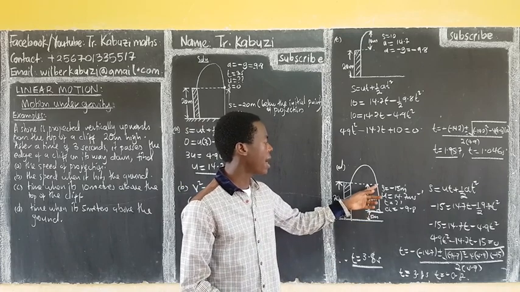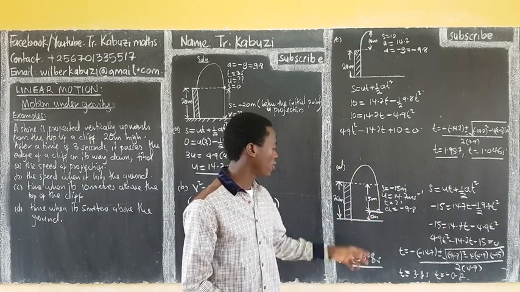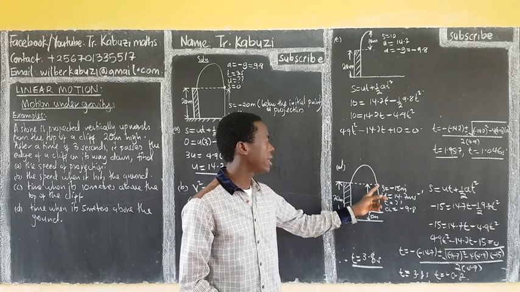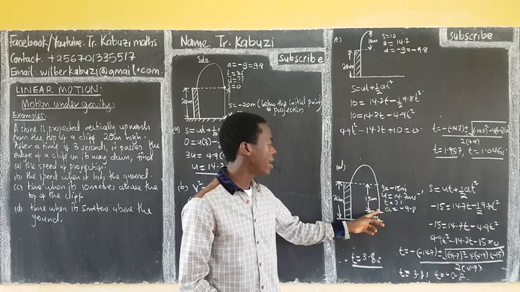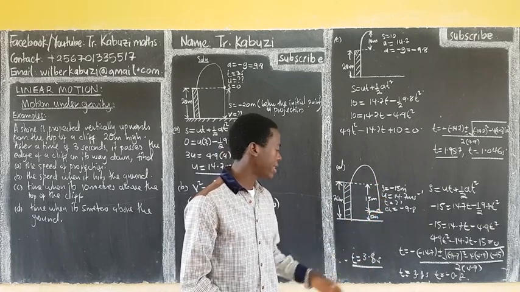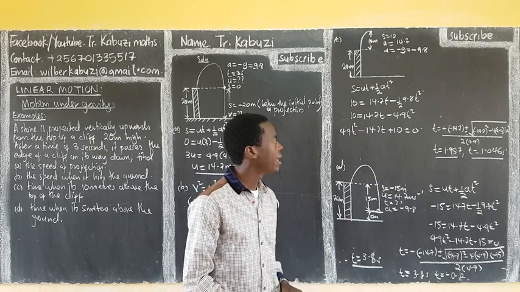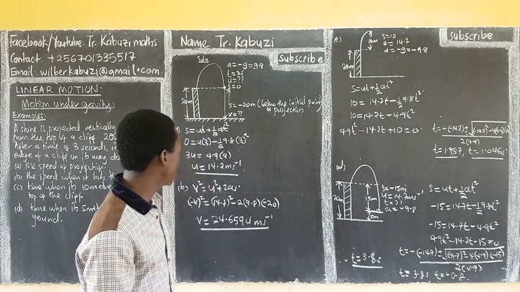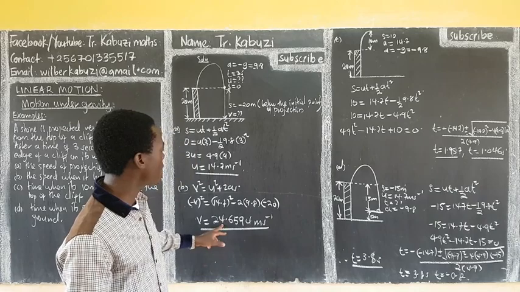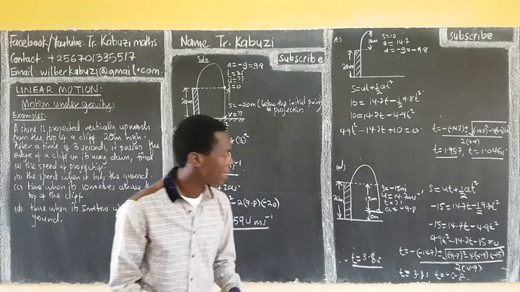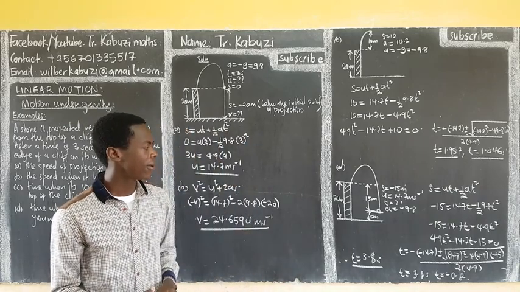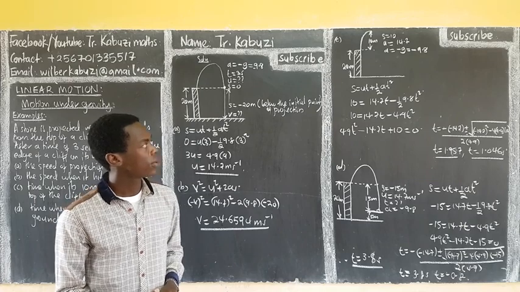Meaning that from here up to here, it's using 3 seconds. Then from here up to here, it's using just 0.8 seconds. So the speed it is traveling at is very high. As you can see, it's very, very high. Okay, members, that's how we handle that. I wish you well.